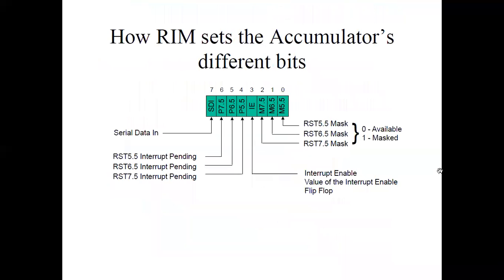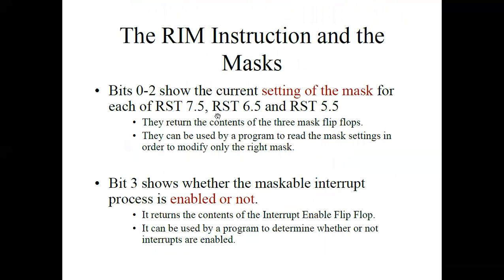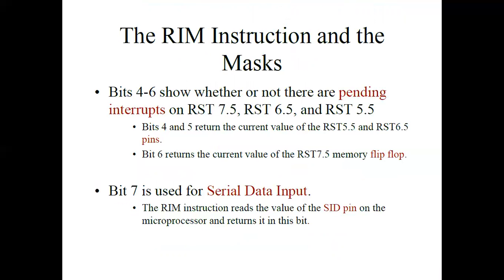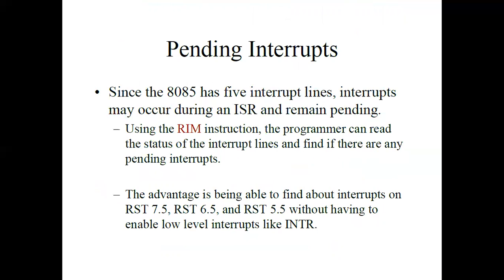Now, what I have already told you is written here, corresponding to these three bits: 0 means available, 1 means masked. Here is the interrupt enable flip-flop value. Then these are the corresponding pending interrupt statuses, and there is the serial input data. These things are already written here.